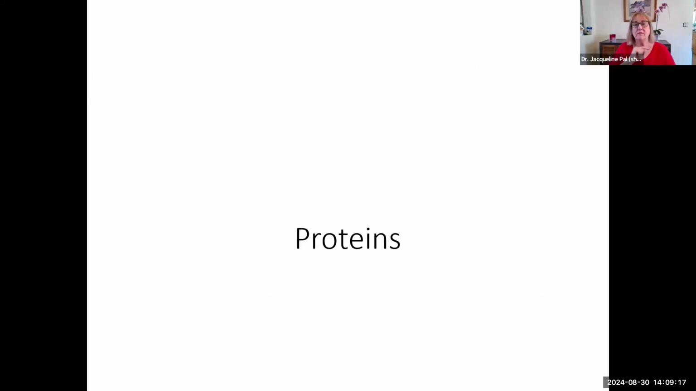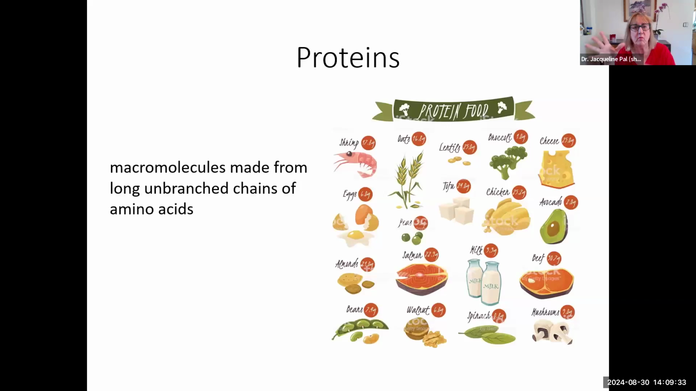Let's talk about proteins. This is our third out of four groups of organic macromolecules. We've done carbohydrates, we've done lipids, and now we're doing proteins that we consume. Proteins are a macromolecule that's made from long, unbranched chains of amino acids.